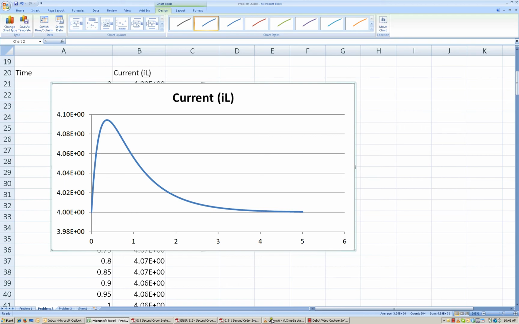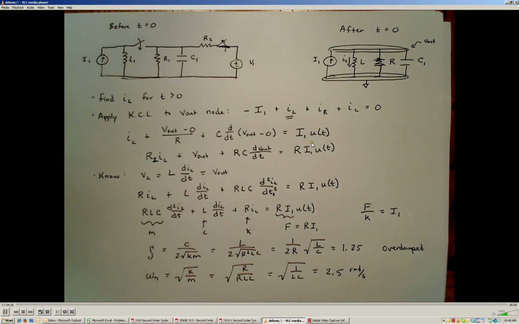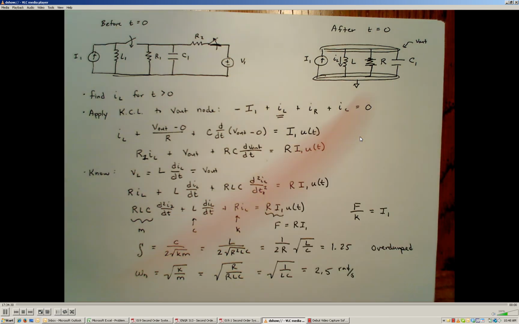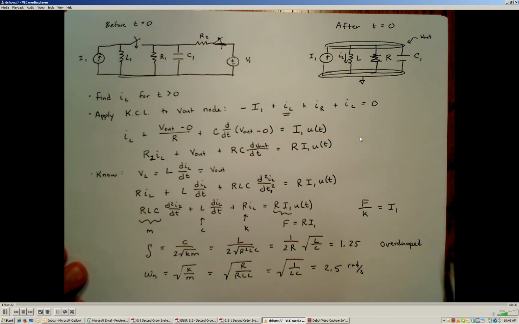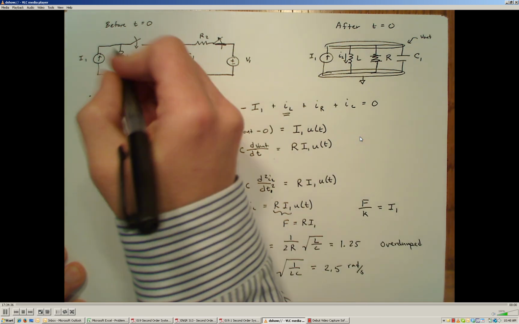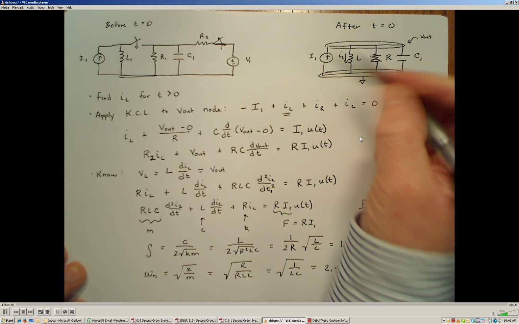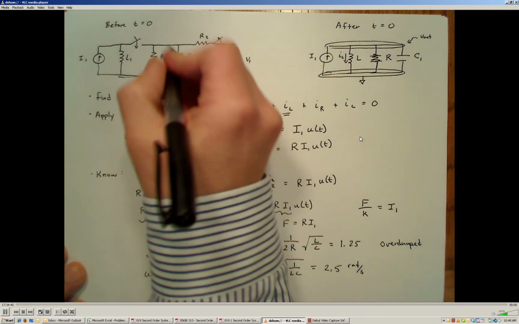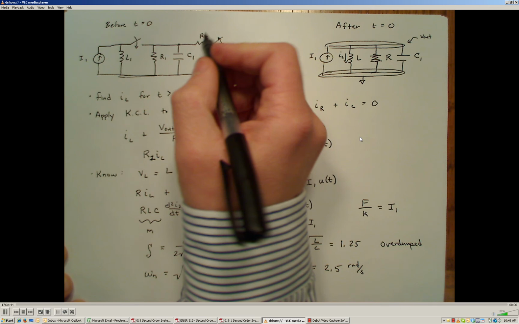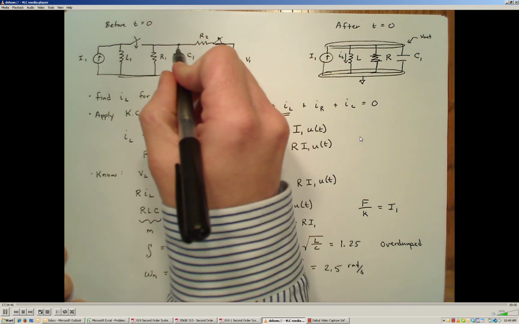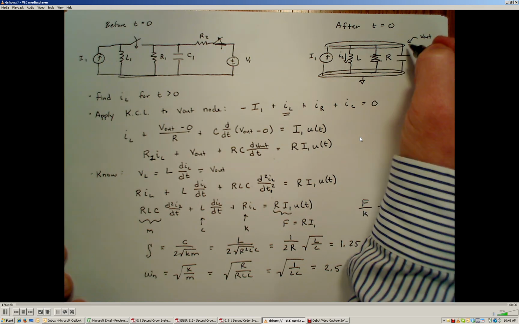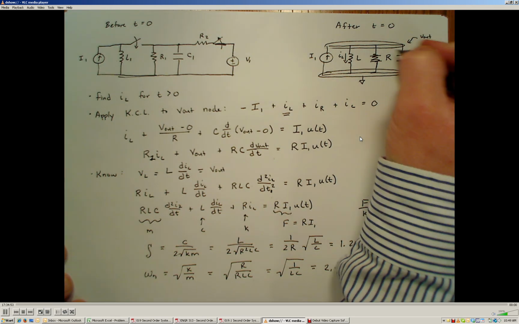Okay, so if we go back to where we derived the equations, we see that our inductor will have a current flowing through it of 4 amps, and this capacitor right here will have an initial voltage across it of 15 volts. So we determine those initial conditions, and then as soon as the switches change position, we have 15 volts across this entire circuit right here.